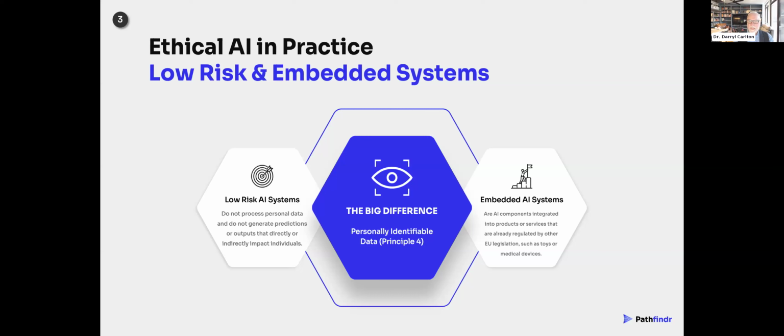So low risk and embedded, the difference is if it doesn't have any data that identifies individuals, those would not fall under the same category as the high risk systems, where you're going to be expected to put in place fairly high degrees of governance and oversight and documentation.